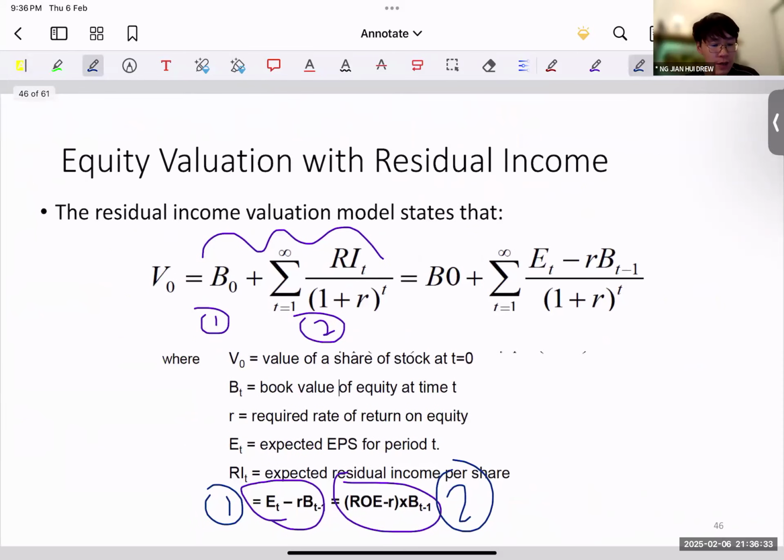Something to just take note of. Again, we are at the level of equity, so we are going to discount it at the return on equity. Yeah, return on equity.